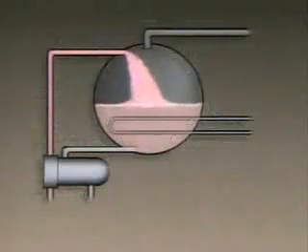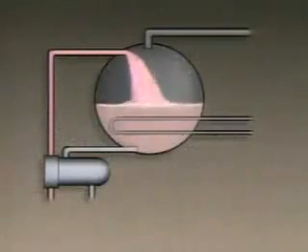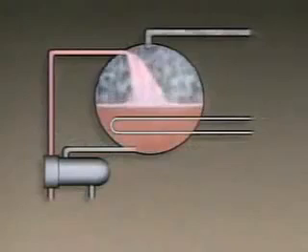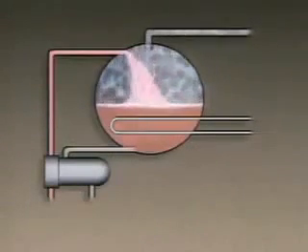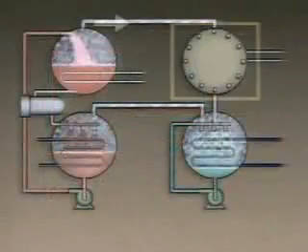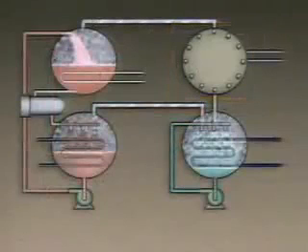In the generator, the weak absorbent is heated by steam passing through tubes. When the weak absorbent is heated, the refrigerant boils off, leaving the lithium bromide behind. This lithium bromide is called strong absorbent, since it has a strong ability to absorb refrigerant. The refrigerant that boils off in the generator is sent to the condenser. We'll see what happens there in a minute. The strong absorbent is sent back to the absorber.